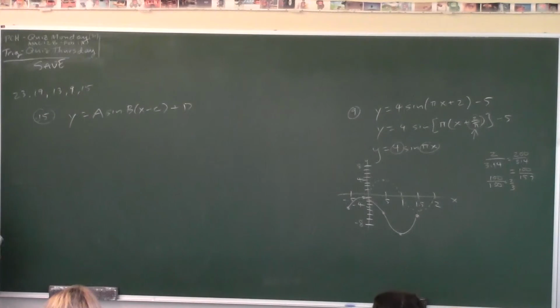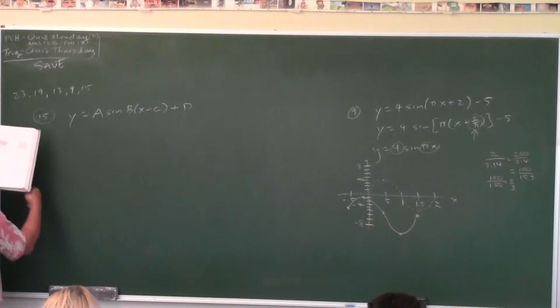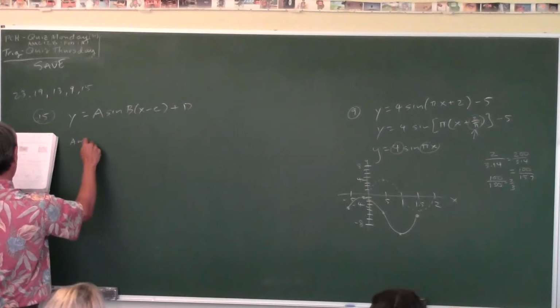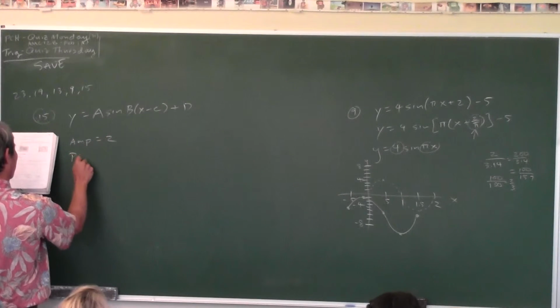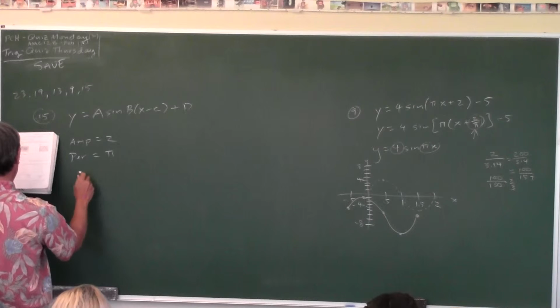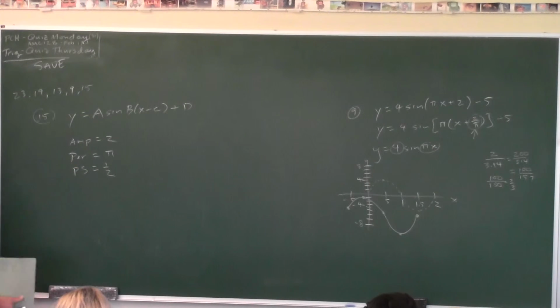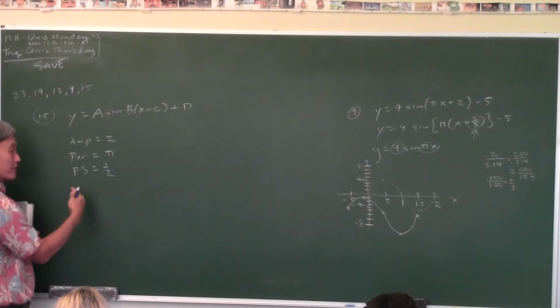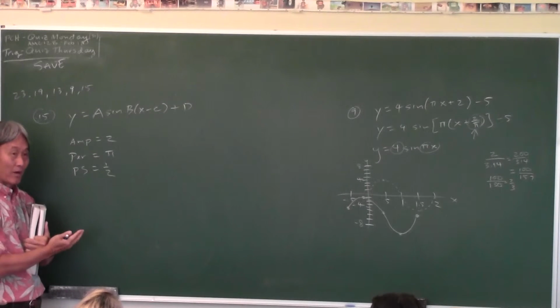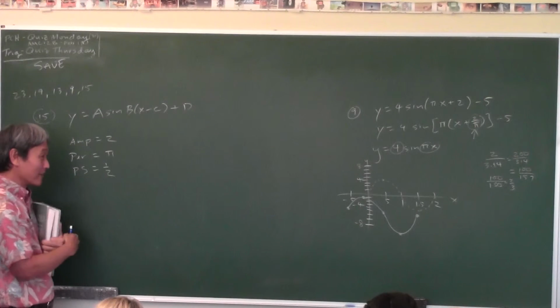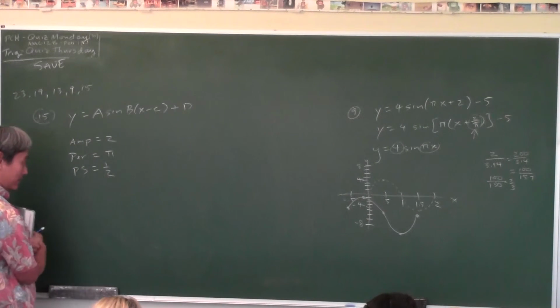Okay, but in this problem, what they want you to do is write the equation of a sine function that has the following properties. The amplitude is 2, the period is pi, and the phase shift is 1/2. Now, if you read the book, a phase shift of 1/2 means you're going to shift the graph 1/2 to the right. That's what a phase shift is. If the phase shift is negative, then you shift it to the left.